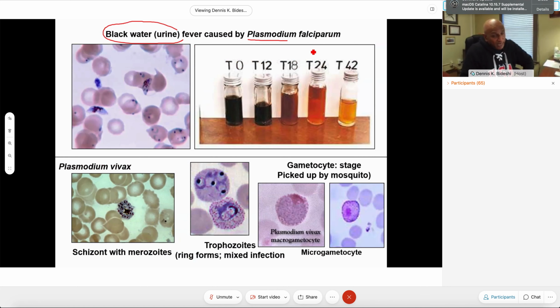For Falciparum, Vivax, and Ovale. So we're looking specifically at Falciparum. So here's what happens. Here's a patient who actually has Falciparum infection. It's a very nasty one. It's very resistant to anti-malarial drugs.